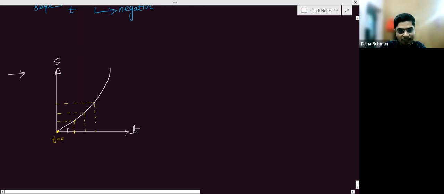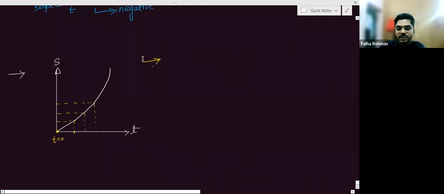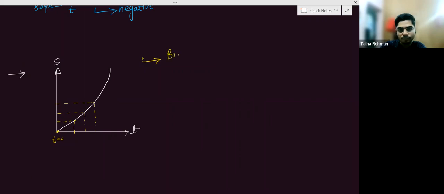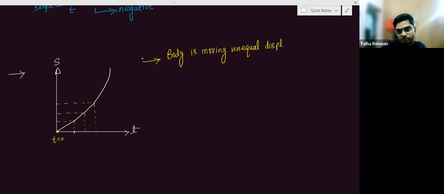So if the graph is in the form of a curve, or you can say if the graph is not a straight line, then the significance of this graph is that the body is moving with unequal displacement in equal intervals of time.